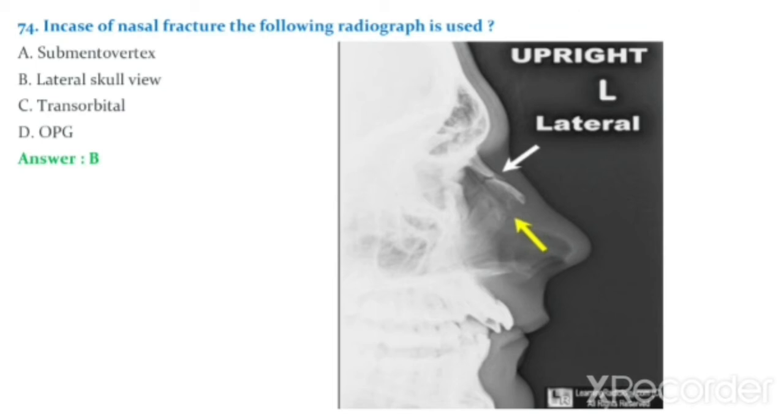Question number 74. In case of nasal fracture, the following radiograph is used. Option A, submental vertex. Option B, lateral skull view. Option C, transorbital. And option D, OPG. The answer is option B, lateral skull view. You can see this lateral skull view is used to view the nasal fracture.